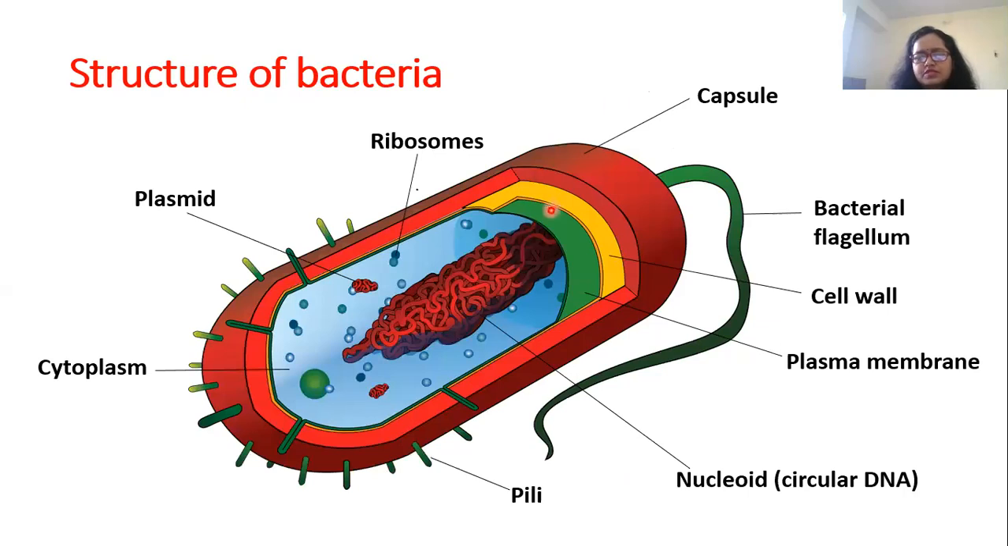So this is a basic structure of a bacterial cell. Here we can see the red colored structure is a capsule. Capsule is generally a glycocalyx. When it is thick and tougher, it is called a capsule.